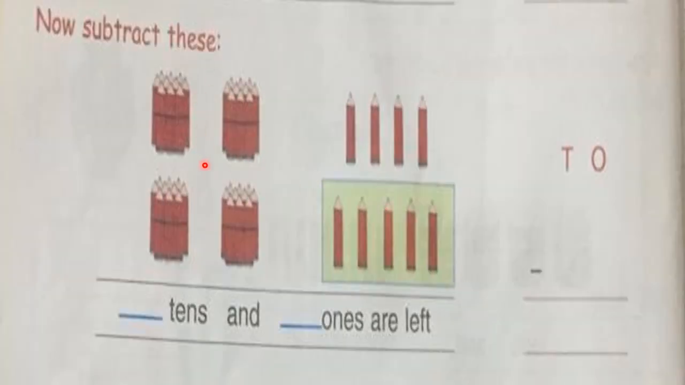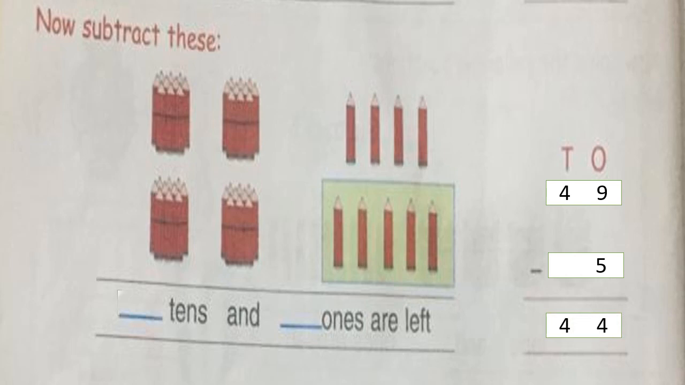Next. Here you see this is 4 tens, 40 and 4 and 5, 9. The answer is 49. Out of which we have to select 5. We have already done this. 5. So what is the answer? 44. 4 tens and 4 ones. Remember what I gave you here?